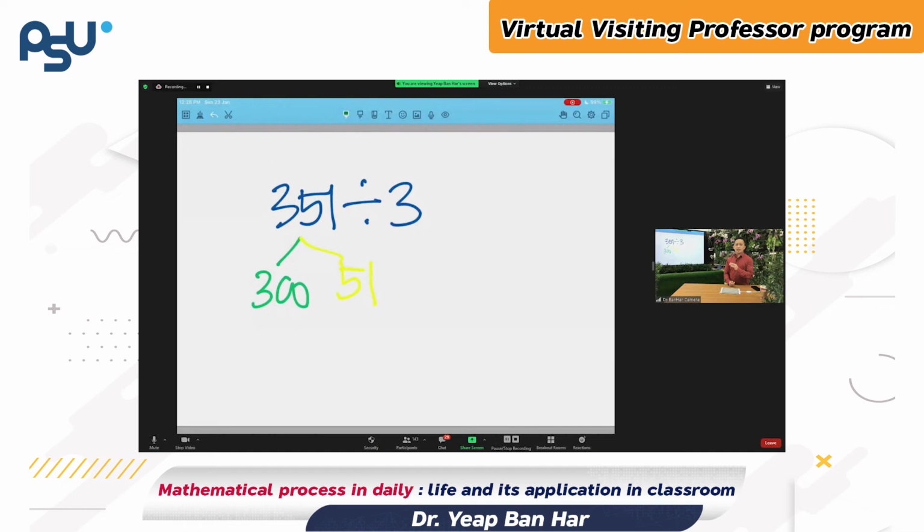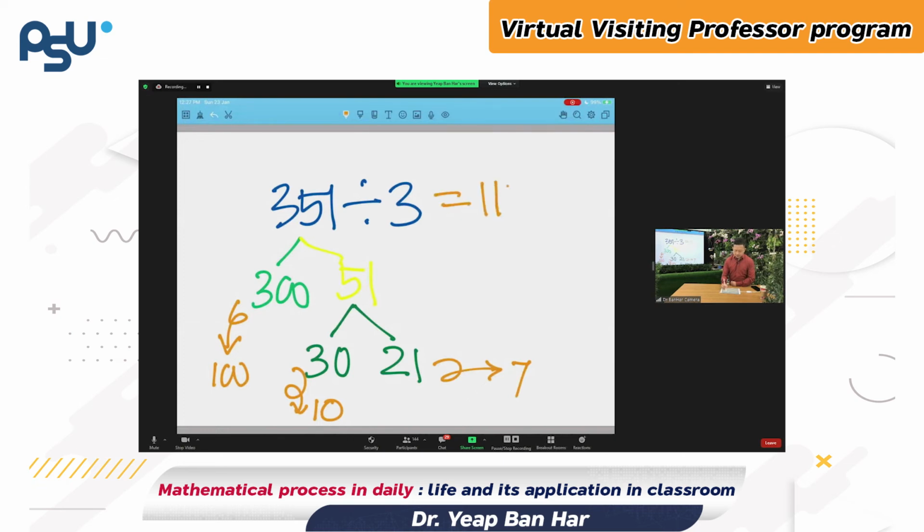Any of you have any opinion or advice? If 51 is too hard for me, what number can I take out? Or some of you are thinking 30. Yeah, 30 is quite good for me because 30 divided by 3, that's not hard. And then I still have 21 left. So the 300 is easy, I get 100. The 30 gives me 10. And the 21 gives me 7. So my answer of the dividing is 117.